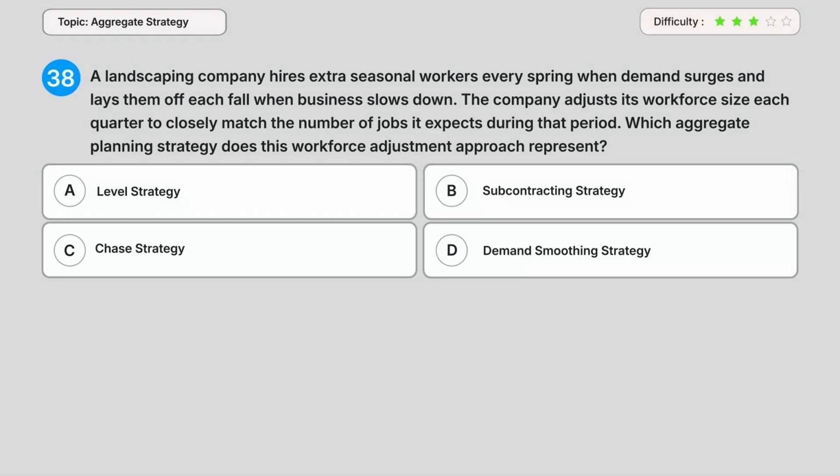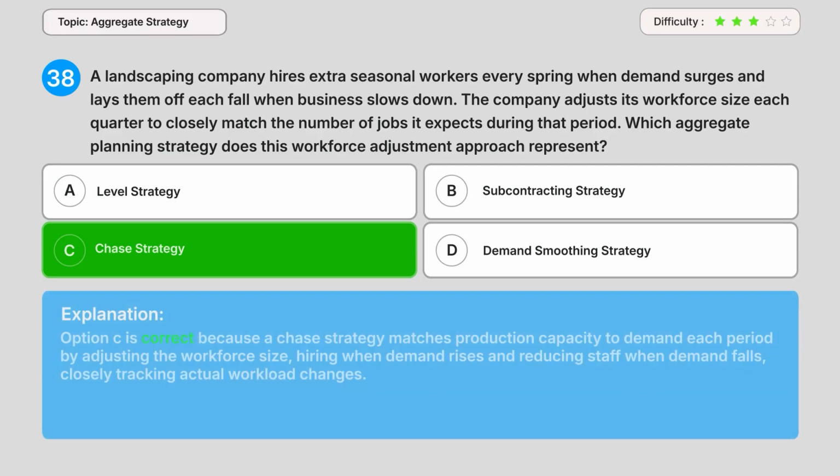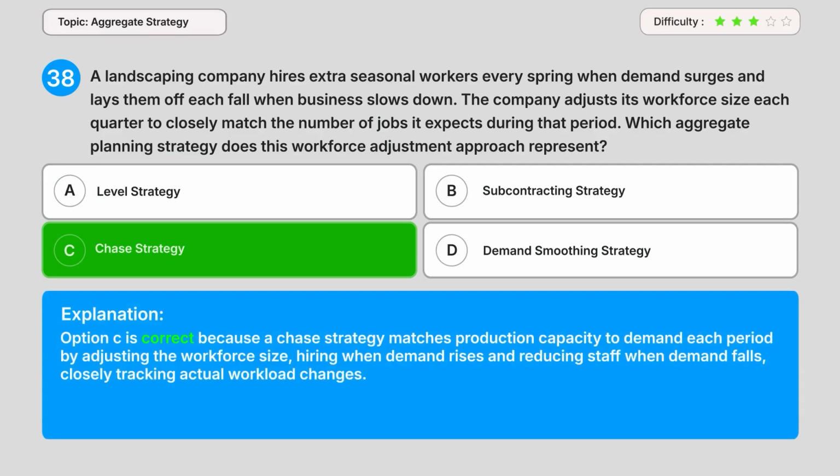Correct answer, C, chase strategy. Explanation. Option C is correct because a chase strategy matches production capacity to demand each period by adjusting the workforce size, hiring when demand rises, and reducing staff when demand falls, closely tracking actual workload changes.